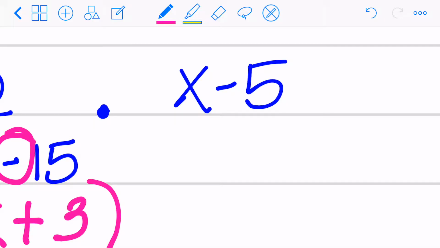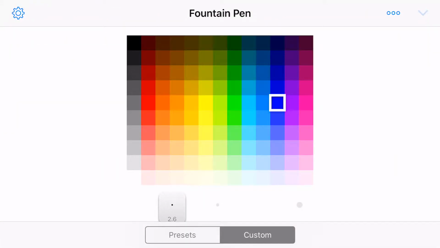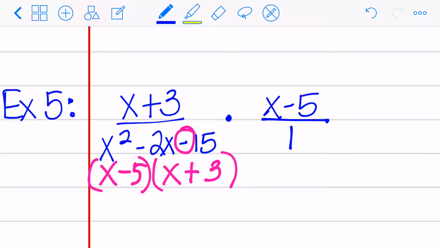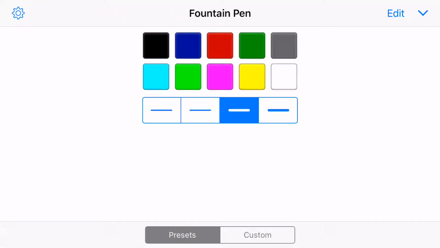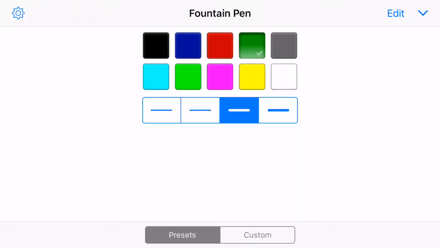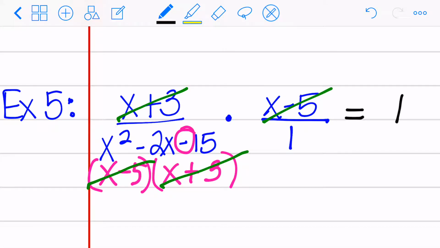So this second fraction is missing a denominator. Well, we can put it over 1 because any number over 1 is itself. So do you see what we can possibly cancel out here? I hope you can see that you can cancel out an x minus 5 and an x minus 5, and we can cancel out, oh my goodness, an x plus 3 and an x plus 3. So all we're left with here is 1. Awesome. I like when they cancel things out.